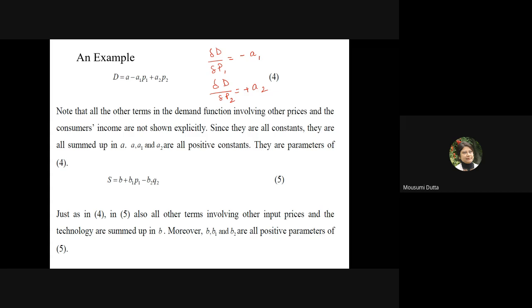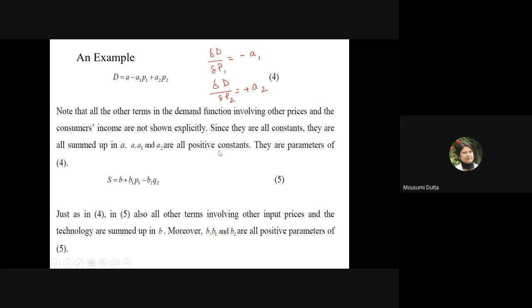Okay. So note that all other terms in the demand function involving other prices and the consumer's income are not shown explicitly. We are not considering all these things explicitly in the equation. Since they are all constants, they are all summed up in A. So all other determinants, all other factors which may affect demand, we are summing in A, the intercept of the demand curve.